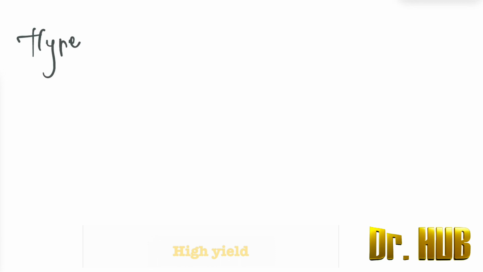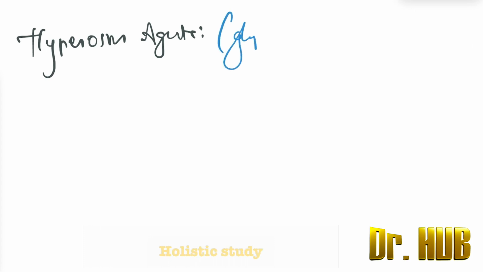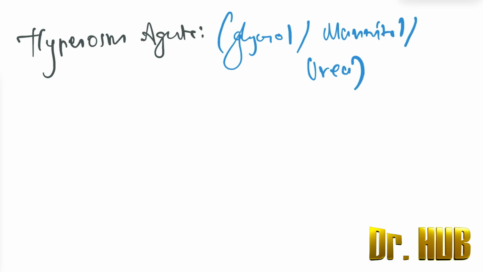Lastly, we look at the hyperosmotic agents. So what are the hyperosmotic agents? They include glycerol, then mannitol and also urea. All these come under the hyperosmotic agents. So this was all about the anti-glaucoma drugs, the mechanism of lowering the IOP.